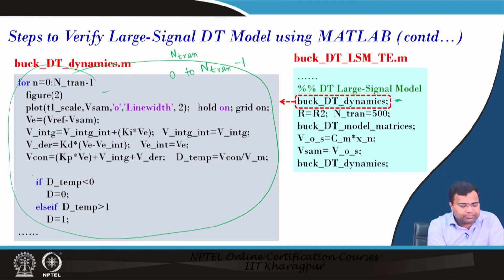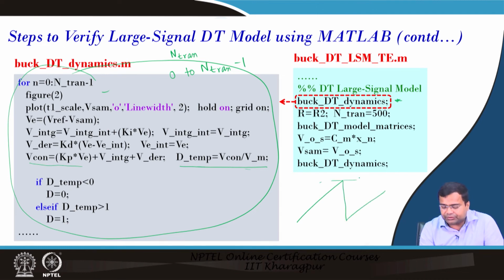Then it will compute all these values, the control parameters, everything. From there it will compute the duty ratio, which is controlled by the VM. VM is the sawtooth. So, this is the VM and this is the control voltage Vcon. Then we can compute the duty ratio, right? Because the ratio of Vcon to VM is the duty ratio. We know that the duty ratio expression is nothing but Vcon by VM here.